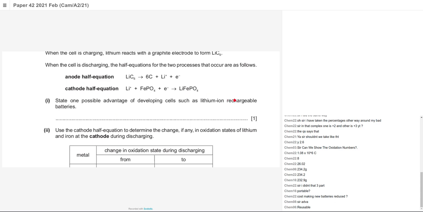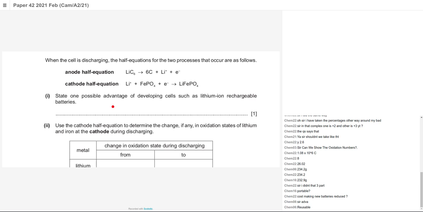I'm not sure because we don't have the marking scheme out yet at this point, so we don't know whether the given marks for is reusable. Yes, that's a good point. It's reusable. You can use again and again. We can recharge and use, reusable. That is a good point. But don't say rechargeable because it's already given the word rechargeable. So don't say it's rechargeable.